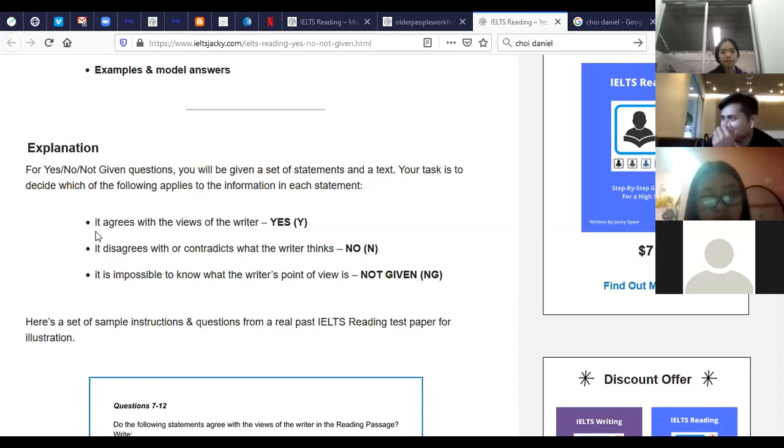Compare what? Okay. So compare yes, no, not given and true, false, not given. Which one is more difficult?